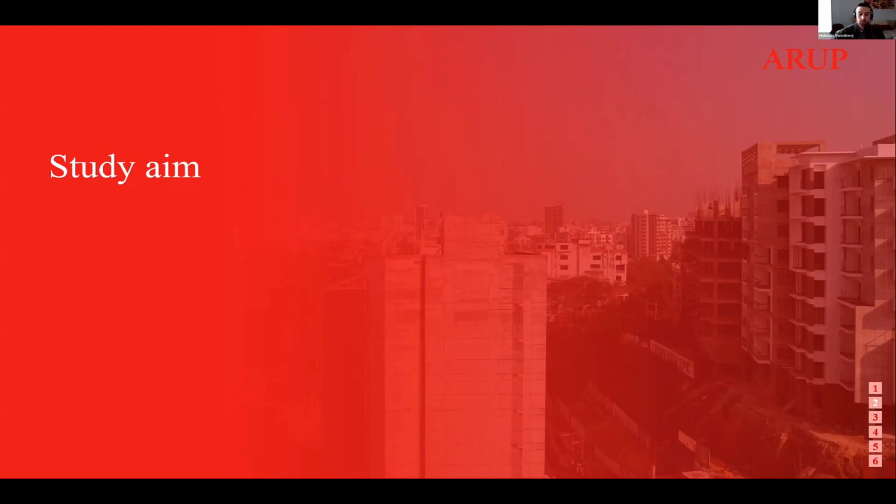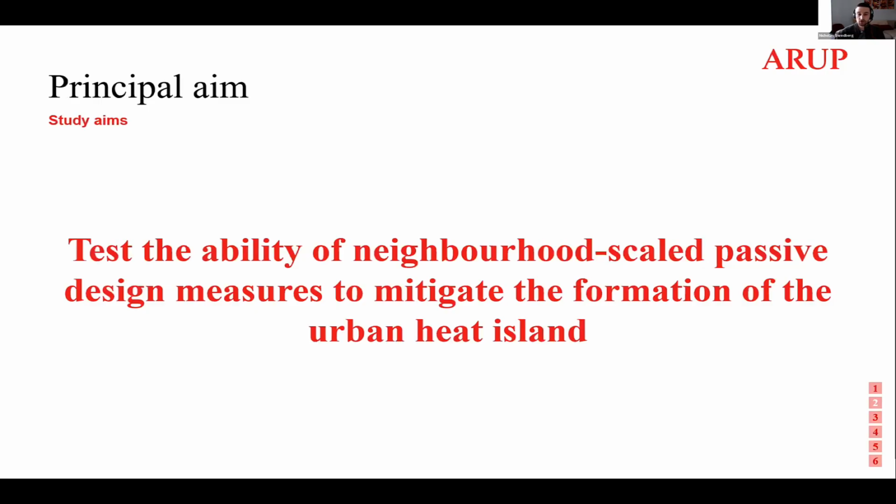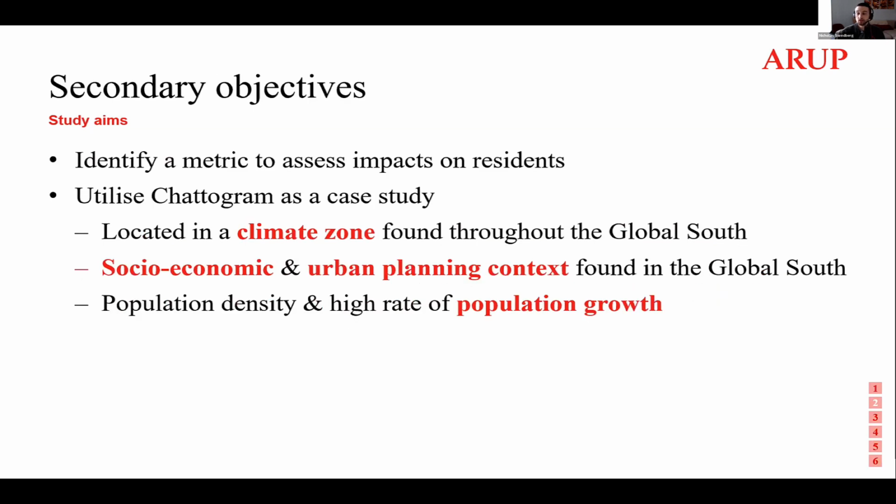So moving to the aim, simply put, the aim was just to test the ability of these neighborhood-scaled passive design measures and their ability to mitigate the formation of the urban heat island. So taking a look at their effectiveness in that regard. In order to conduct this, the secondary objectives were identifying a metric to do this. And out of these points on the slide here, I think the most relevant are the last two, that some segments of the population may be more exposed, and therefore we wanted to look at passive strategies.